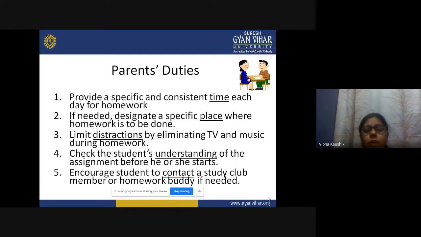Check the student's understanding of the assignment before he or she starts. It is the responsibility, or I can say the duty, of the parents to check whether the student has understood that concept or not before they start their assignments. Encourage students to contact a study club member or homework buddy if needed.